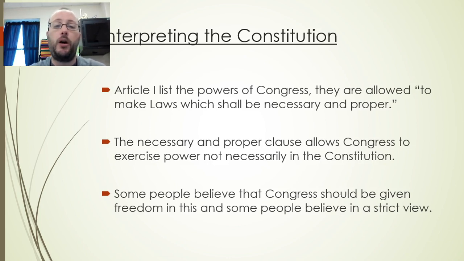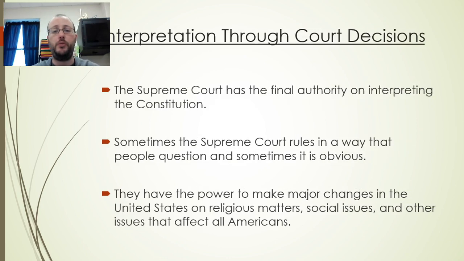Article 1 lists the powers of Congress. They are allowed to make laws which should be necessary and proper. Some people believe that Congress should be given freedom in this. Some people believe in a strict view. They should be able to make laws on whatever they want to, as long as there's a reason for it, not just because they want to make a law. There needs to be a necessary and proper way for them to do this. Some people believe there need to be strict regulations. Some believe they need to have the liberty to do whatever they want to.